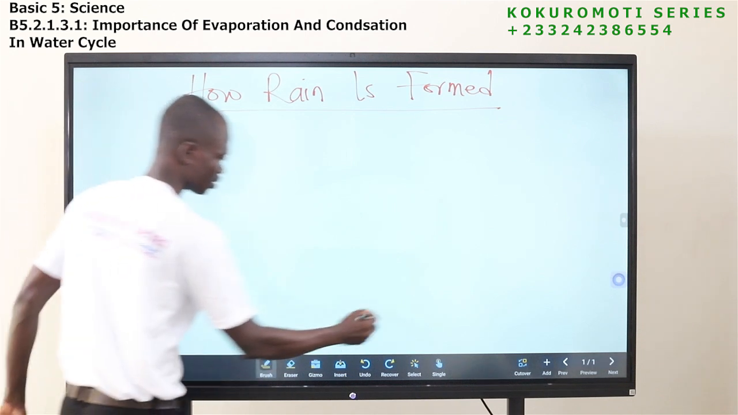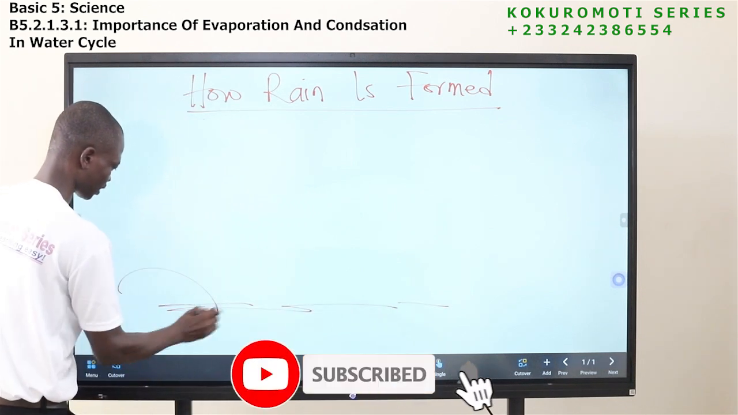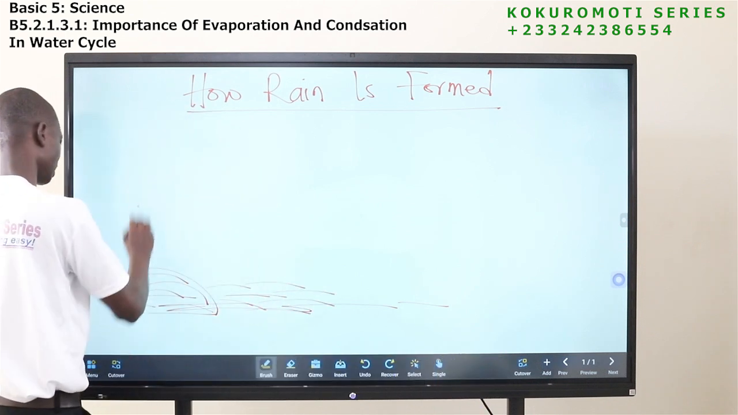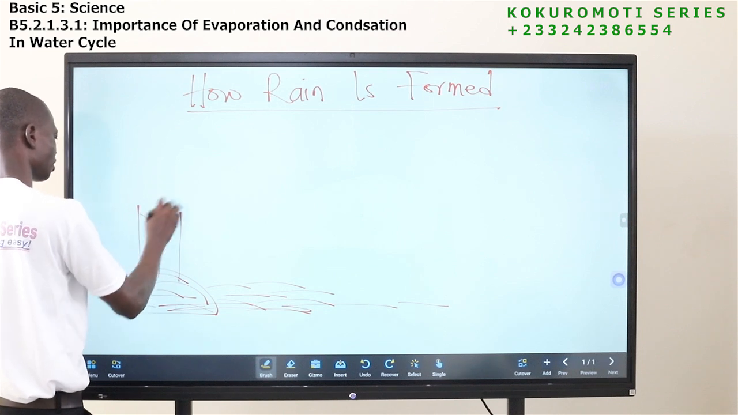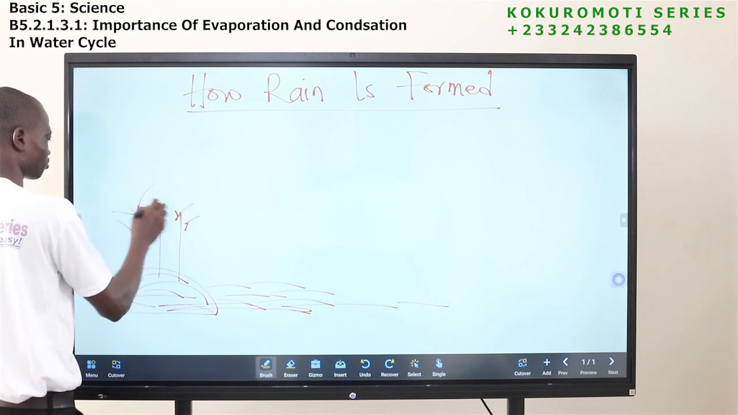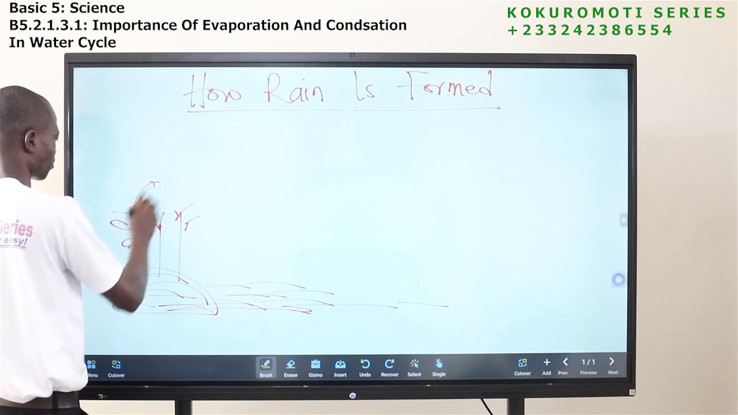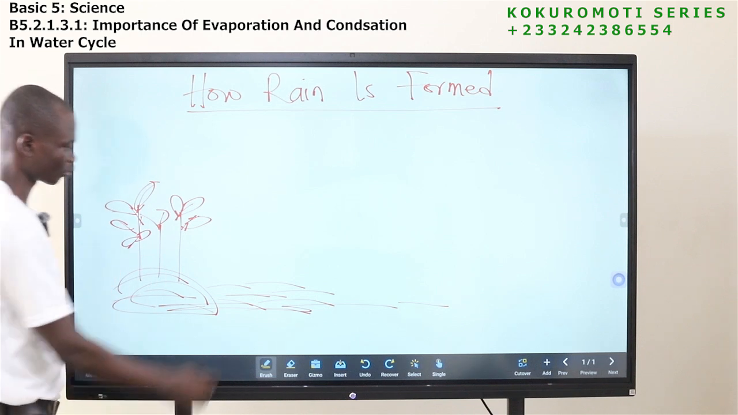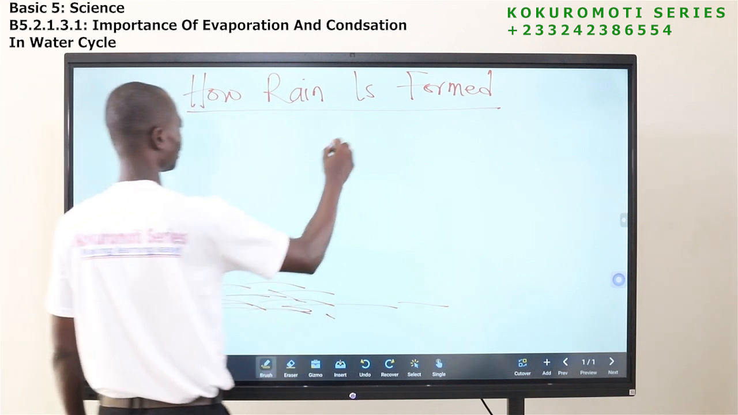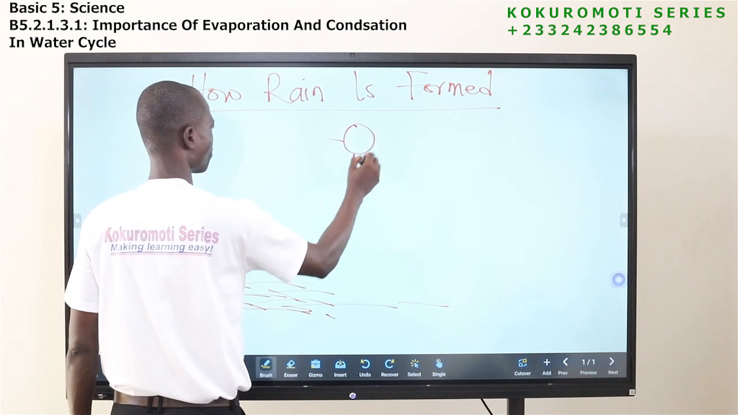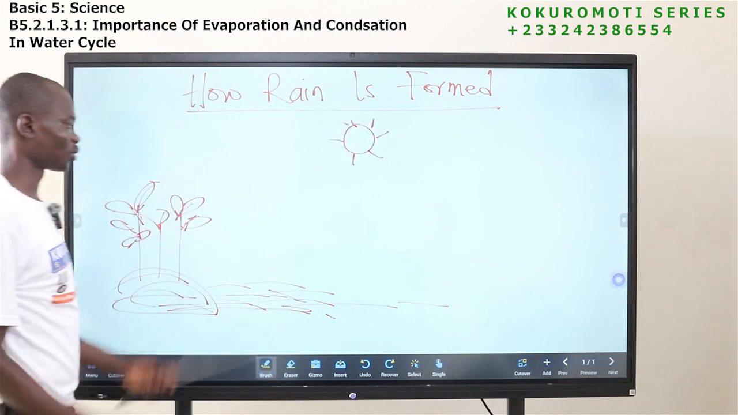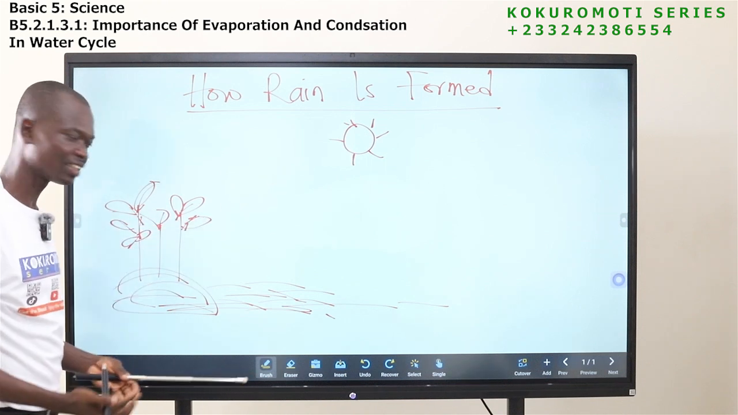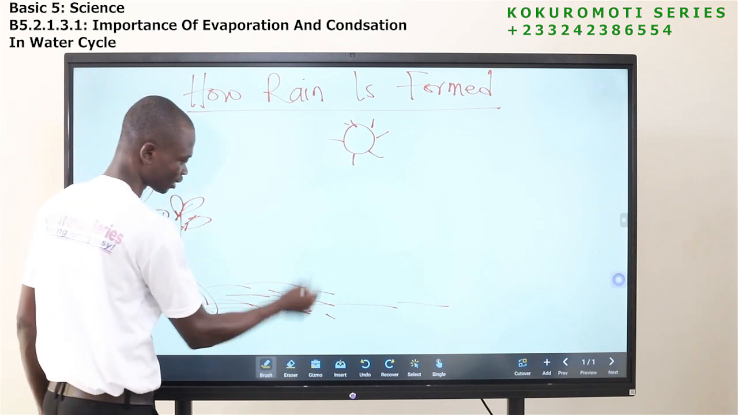Okay, first, this is earth. We have water. So this is land. We have plants here. So these are plants. We have water bodies, and the sun is here. So look at something. The sun will produce heat. The heat from the sun will turn the water into vapor.